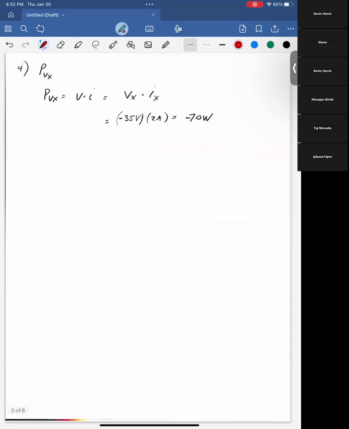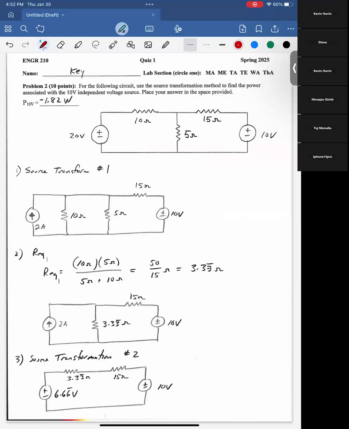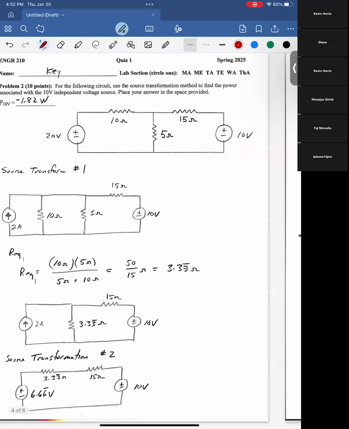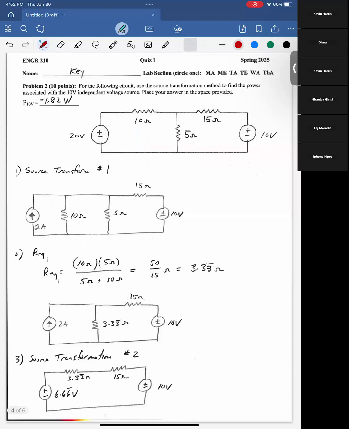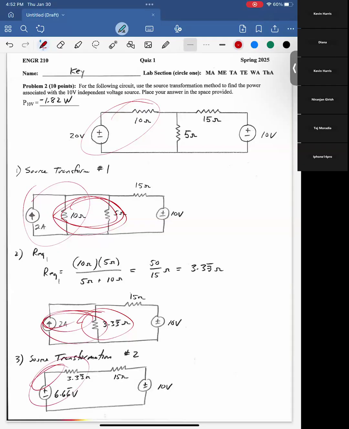Okay. I'm gonna go through these just as fast as I can. I'm not gonna go through this one as much because I want to get to the new stuff. So here, source transform, you take these two, you source transform them into this. Then you can take these two things in parallel and you get this. And then you source transform it back, so that you can get these two resistors in series.